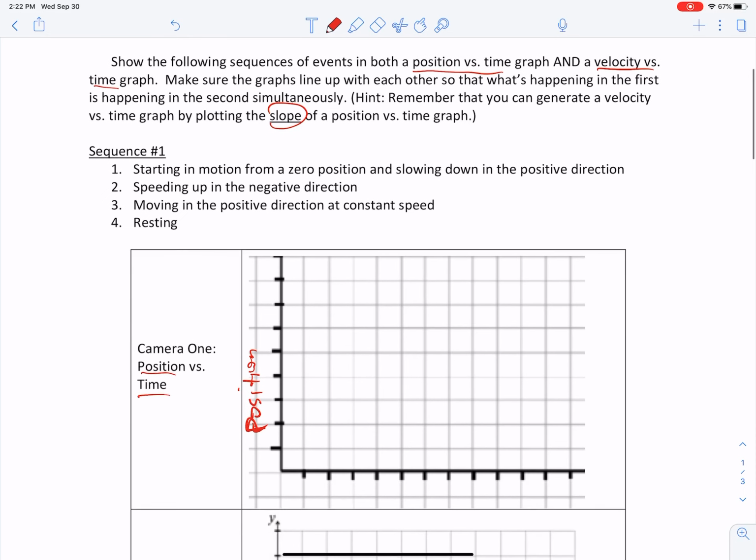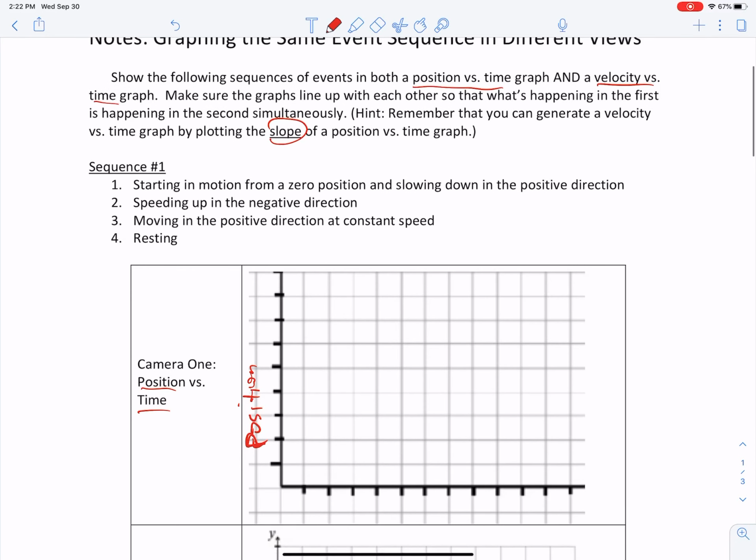All right, so we've got a sequence here with 4 events. So sequence number 1, it says starting in motion from a 0 position and slowing down in the positive direction. And then number 2, speeding up in the negative direction. And then number 3, moving in the positive direction at constant speed. And then number 4, resting. So this could be the motion of an athlete, of a ball, of all sorts of things.